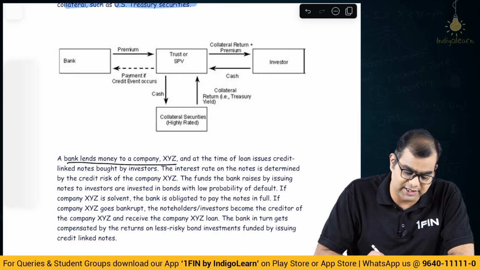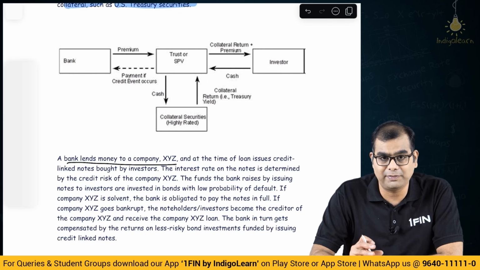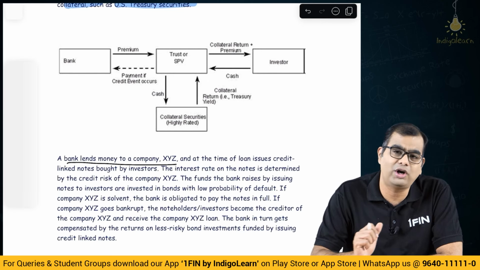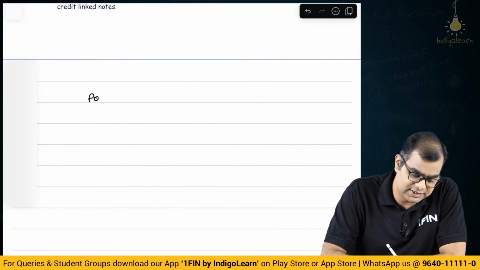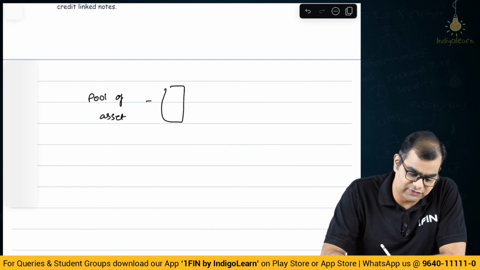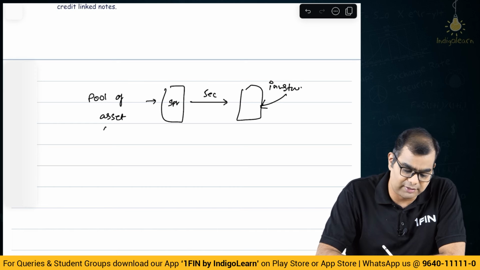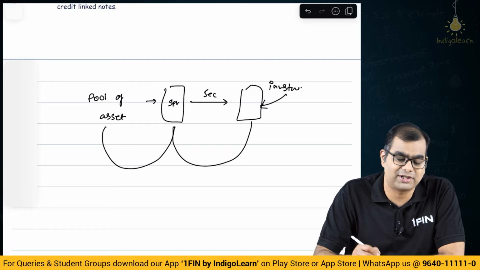A bank lends money to a company called XYZ. So, please note, we have studied about securitization. In fact, this topic should have been integrated with securitization rather than with derivatives, because a lot of these aspects are covered in securitization. What did we discuss in securitization? There is an asset, there is a pool of assets. You transfer it to an SPV, the SPV issues a security, the investors invest in this particular security, and whatever money comes to the SPV keeps transferring it to the investors, right? This is the broad securitization process.